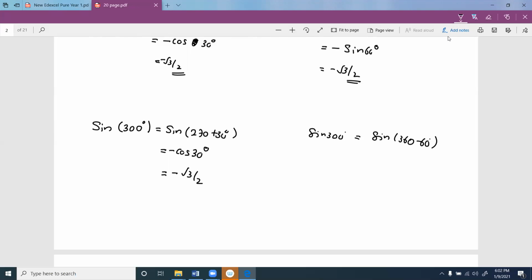Then over here, this turns into minus sine, since 360 minus theta gives minus sine 60. So that turns into minus root 3 over 2. So that is the way of getting this answer. Okay.